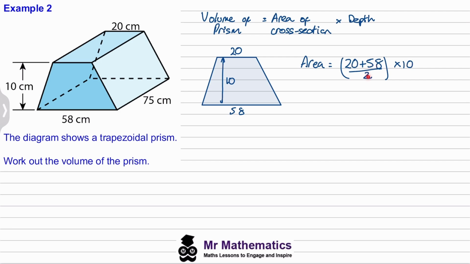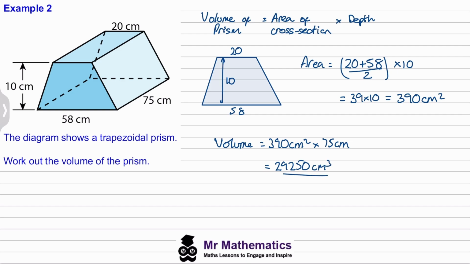So we've got 78 divided by 2, which is 39, times this by 10, and we get an area of a cross section as 390 centimeters squared. So the volume will be the 390 multiplied by the depth, and you can see the depth is 75 centimeters. And this will give us a volume of 29,250 centimeters cubed. Okay, let's try some exam style questions.